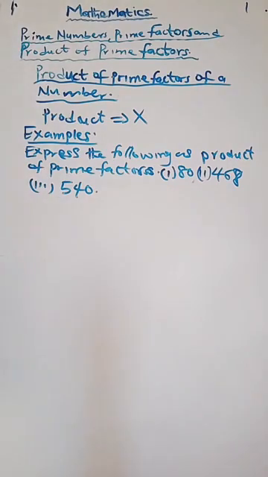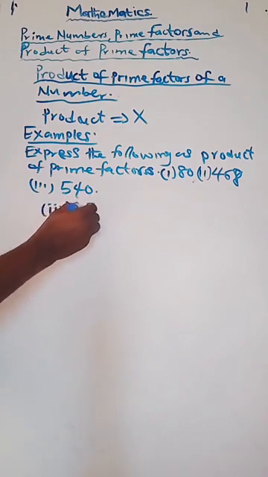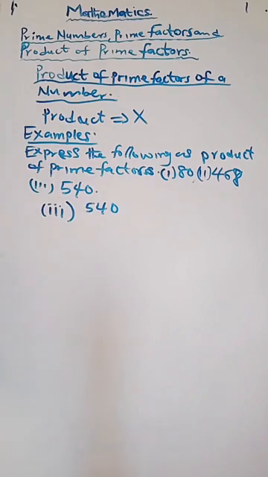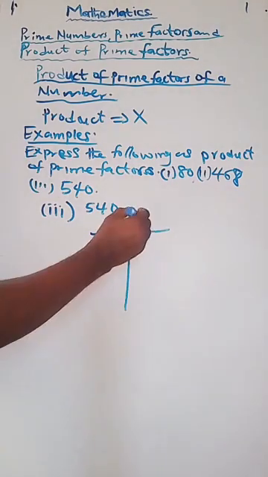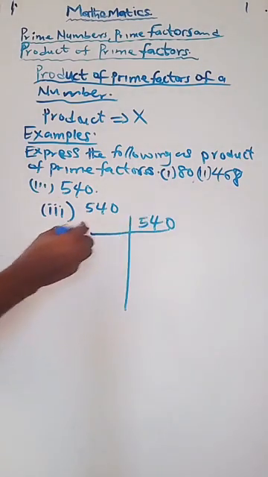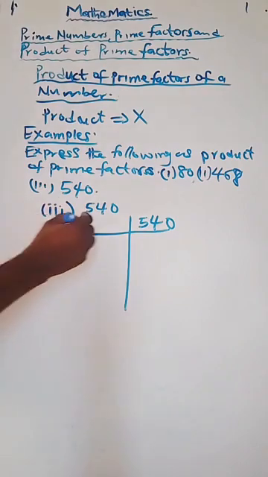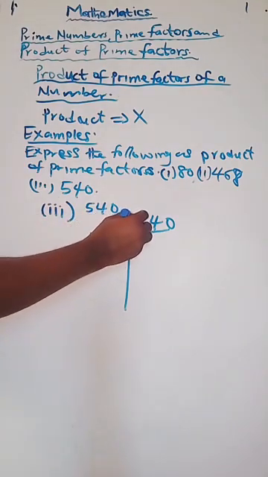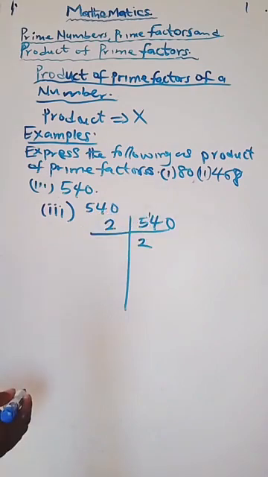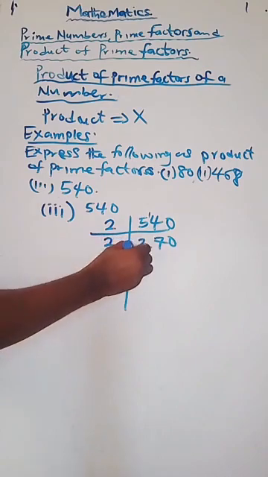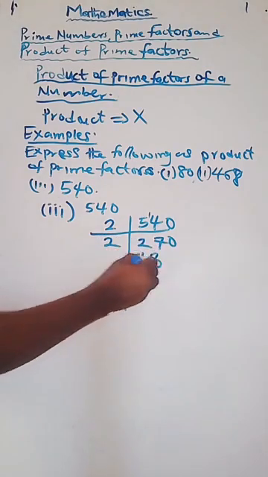Now, let's look at how to solve example 3, 540. The same process we have taken to solve 80 and 468, we also use it to solve 540. Draw the same table. 540. I will start with the smallest prime number or prime factor, which is 2. 2 into 540 is 270. 2 can still go. 2 into 270 is 135.